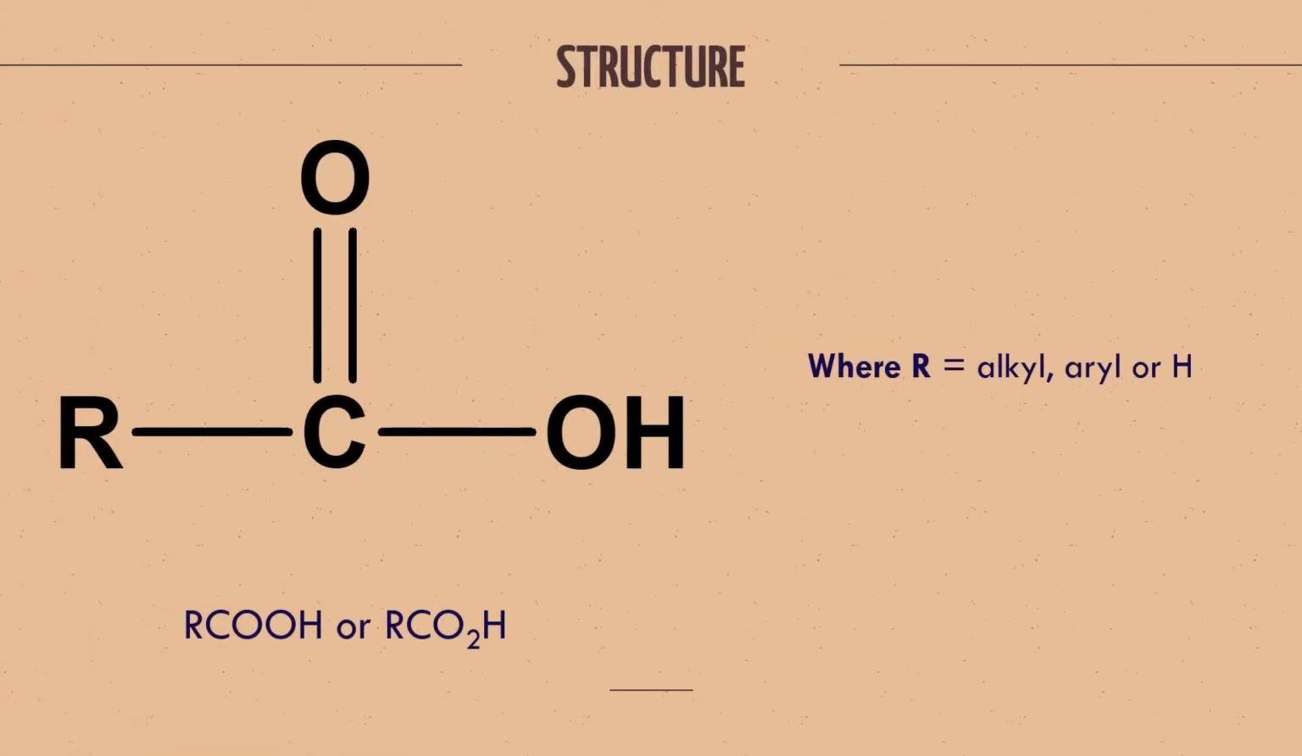This is the general structure of carboxylic acid. So here is the carboxyl group dan ini adalah R group. Di mana R ini could be alkyl ataupun aryl ataupun hydrogen. So basically, the position of the carboxyl group ini akan berada at the end of the bonding, at the end of the carbon chain.